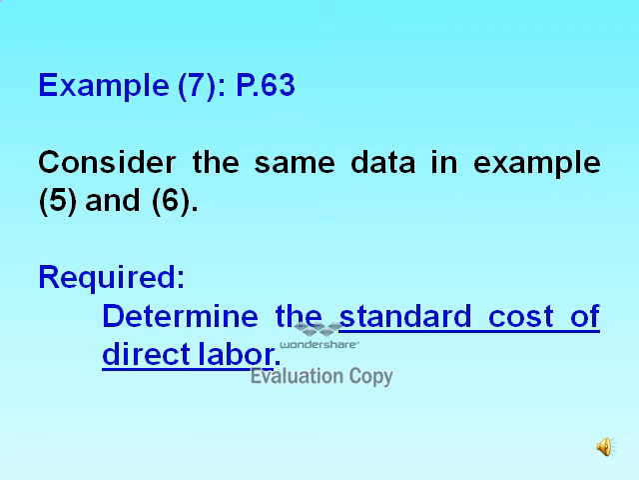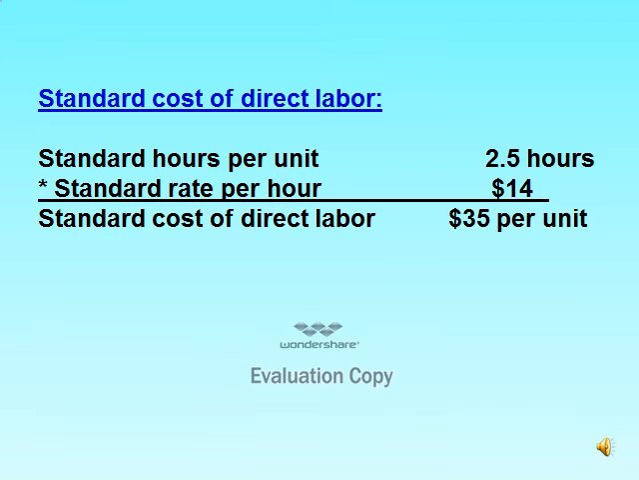Example 7 on page 63. Consider the same data in examples 5 and 6. Required: determine the standard cost of direct labor. Standard cost of direct labor equals standard hours times standard rate. Standard hours per unit 2.5 hours times standard rate per hour 14 equals $35 per unit.